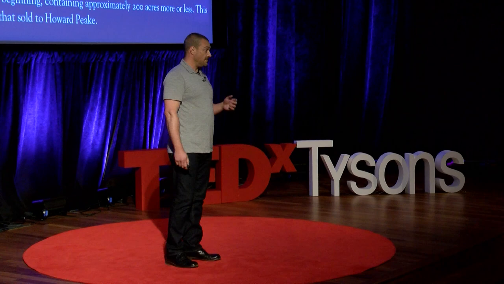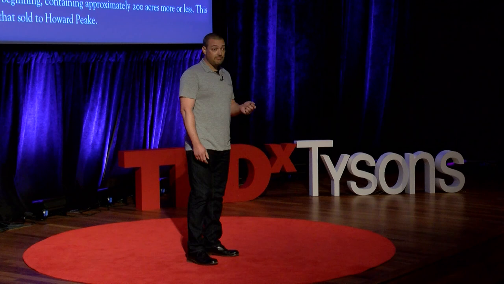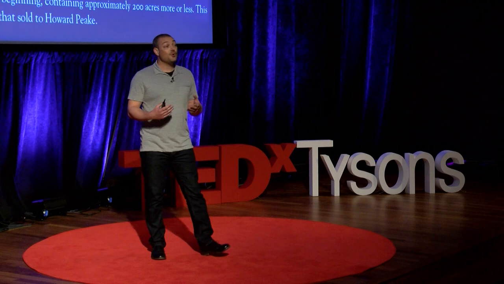Like this survey of Abraham Lincoln's boyhood home, as it read in 1986, when it was sold to the National Park Service. It refers to 36 trees, 3 fences, a bridge, a drain, a stump. So you can imagine this kind of verbal description of the land could lead to problems.